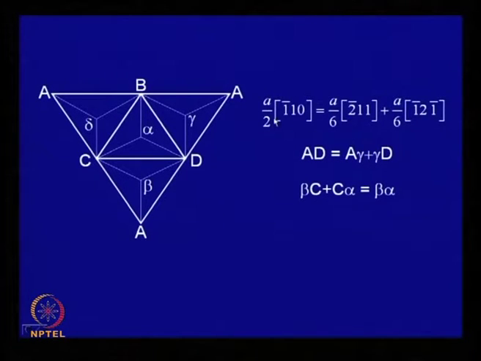One of these is quite easy. Look at a dislocation moving in one of these planes, say AD. AD breaks into two partials, Dγ and γA, or γD and Aγ, these are the partials. And imagine another one which is on this plane.